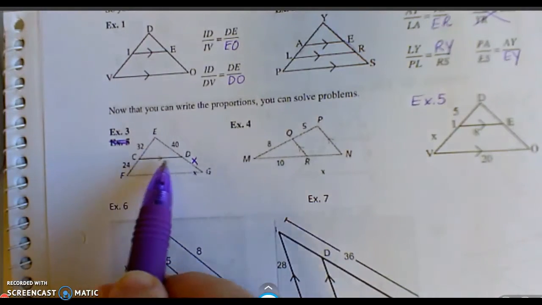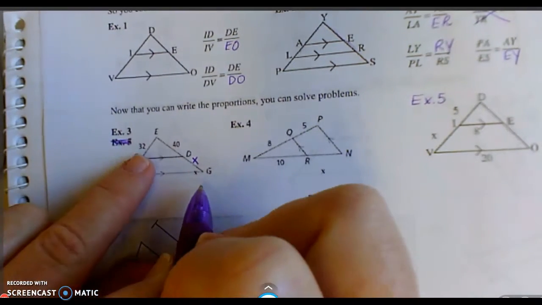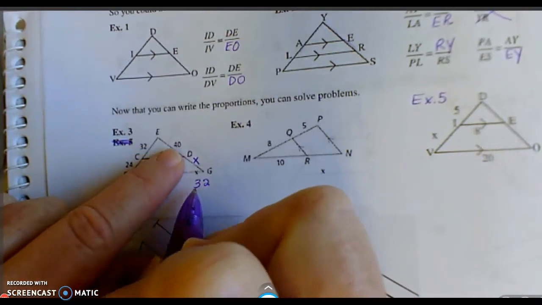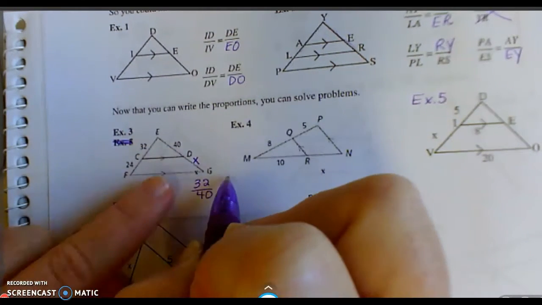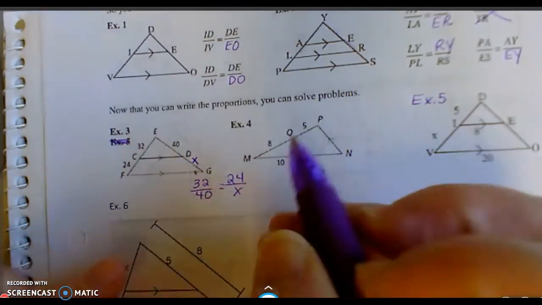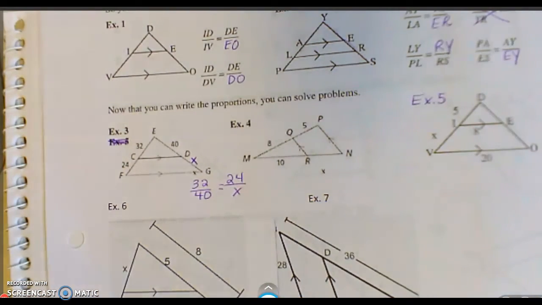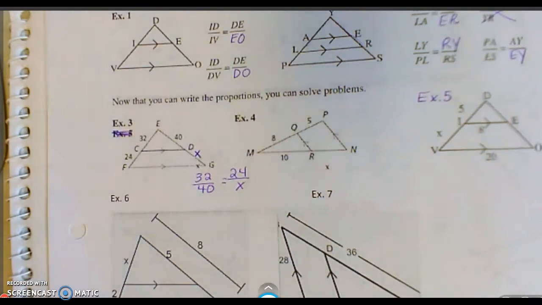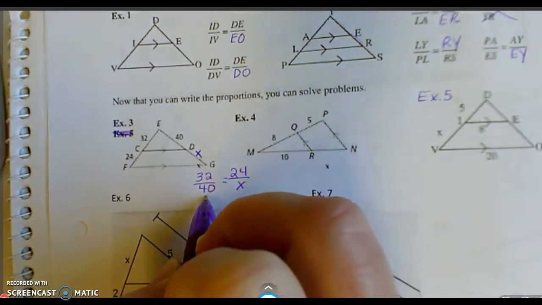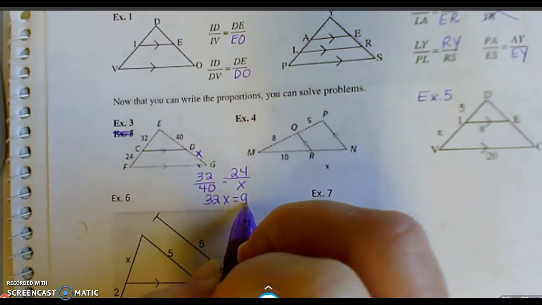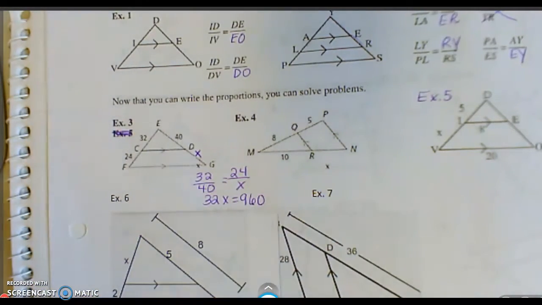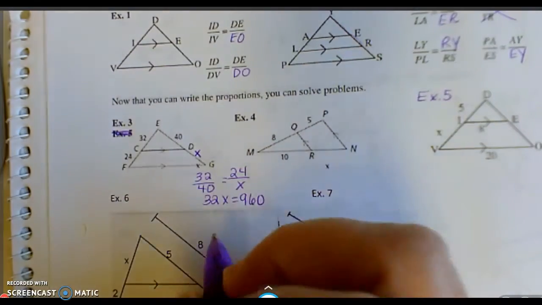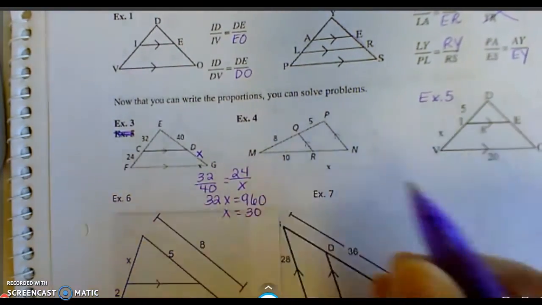So we know that corresponding sides compare, so what I would probably do is I would do 32 over 40 equals 24 over X. And that's what this proportionality theorem is telling us, is that the sides are proportional to each other when you have a triangle that looks like this. So to solve it, I'm going to multiply 40 and 24 together, and then 32 and X. So I've got 32X equals 960. Then I'm going to divide by 32, and so I get X equals 30.